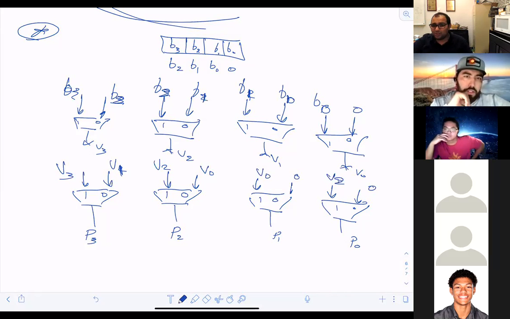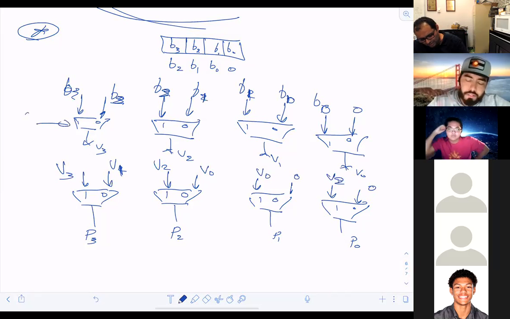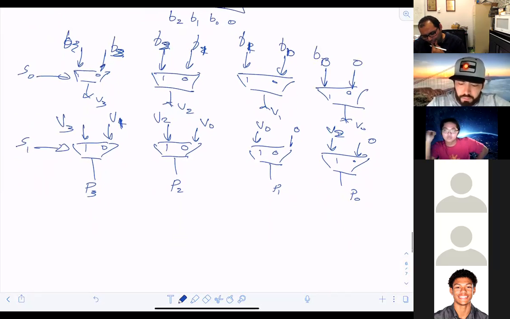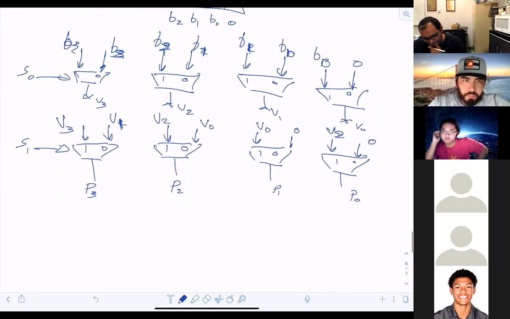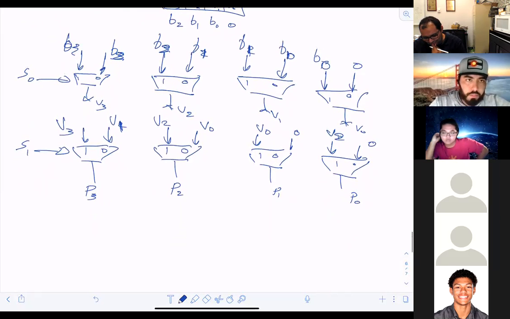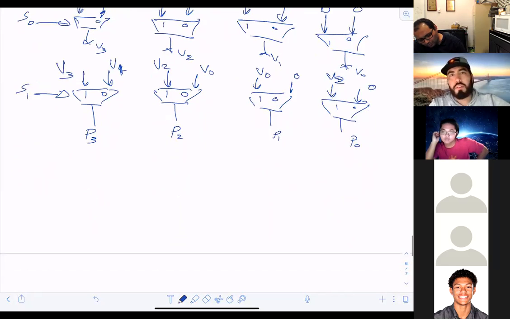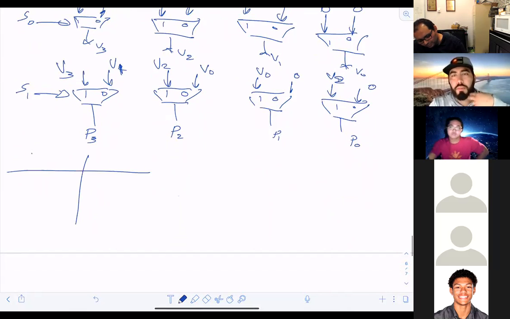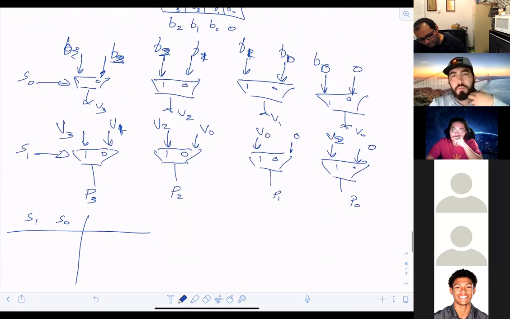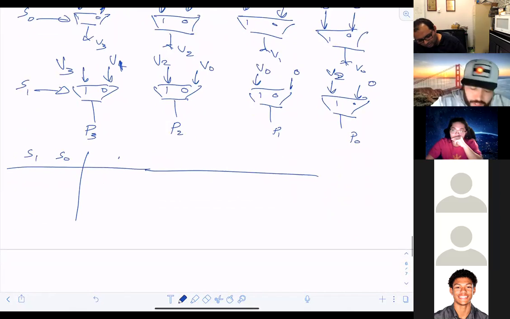Let's see if it works or not. So we need here S0, we need here S1. I feel it's not correct, but anyway. I think the V0 for the second multiplexer P1 might be V3. Might. I'm only 50% sure though. We'll adjust it.